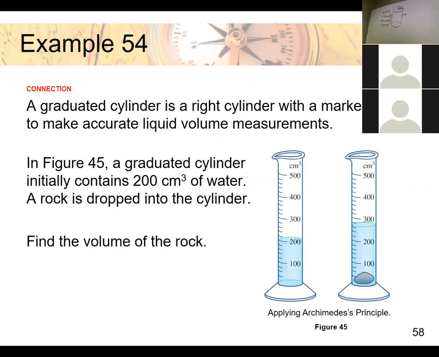All right, so now in this case, let's say a graduated cylinder is a right cylinder with a marked scale to make accurate liquid volume measurements. So in this figure, a graduated cylinder initially contains 200 cubic centimeters, as you can see here. We drop a rock in that cylinder, so now you see the water level has risen. And let's say we want to find the volume of that rock.